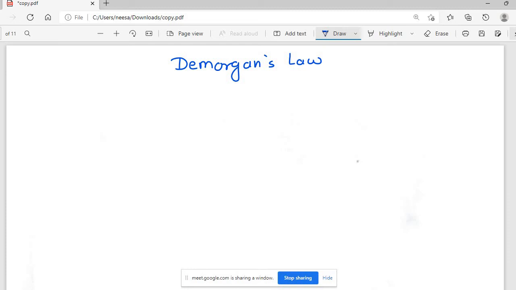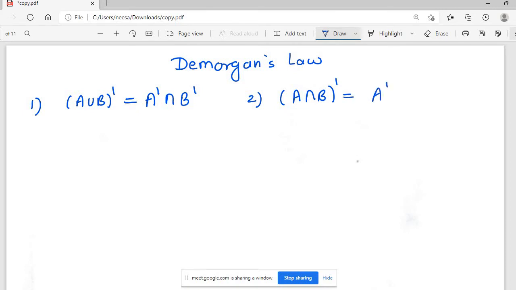So there are two De Morgan's laws, one for the union and one for the intersection. The first is the union law, which is (A union B) whole complement is equal to A complement intersection B complement. This is the first De Morgan's law, for the union. And the second De Morgan's law, for the intersection, is (A intersection B) whole complement is equal to A complement union B complement. So these are the two De Morgan's laws in set theory, and we will prove these two laws today.